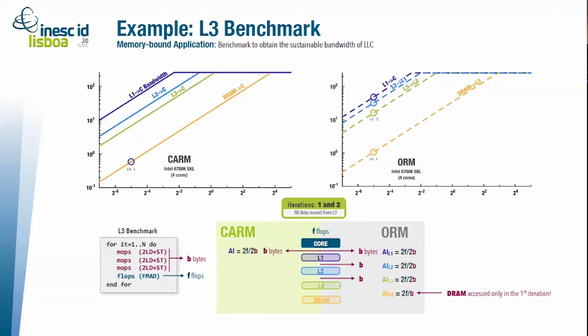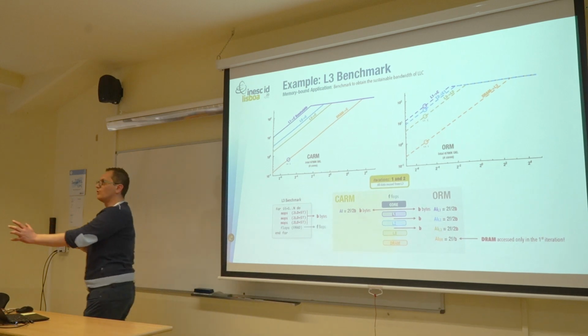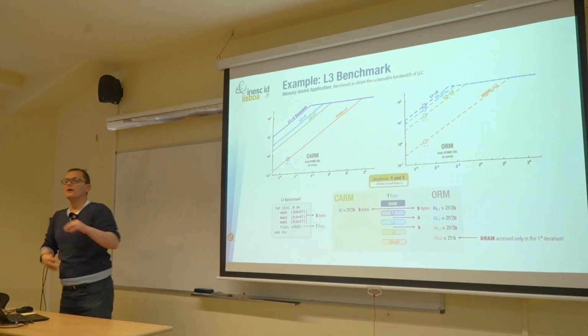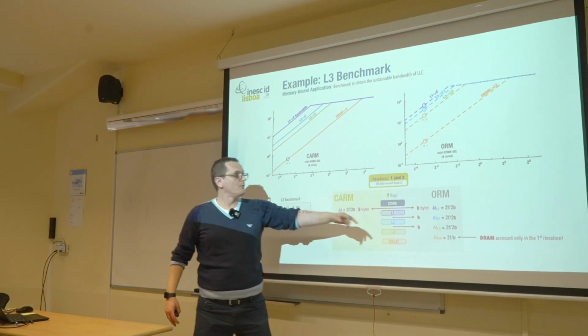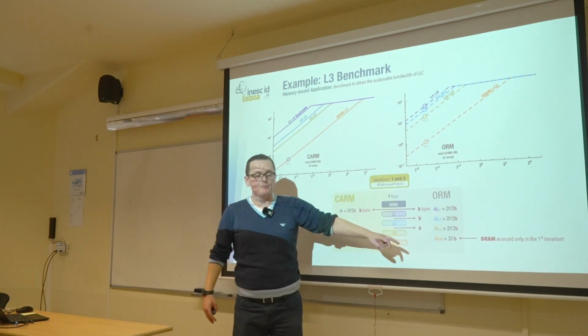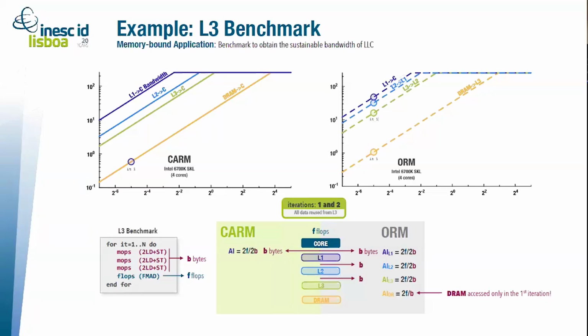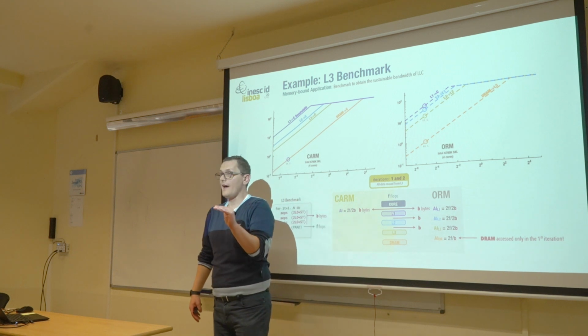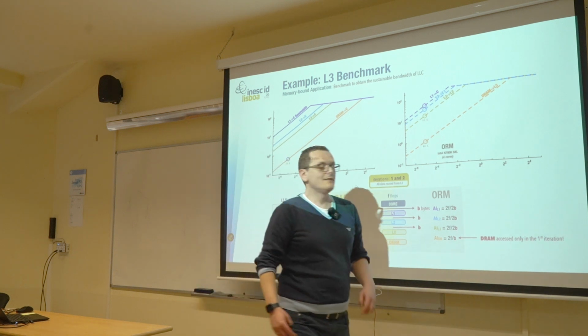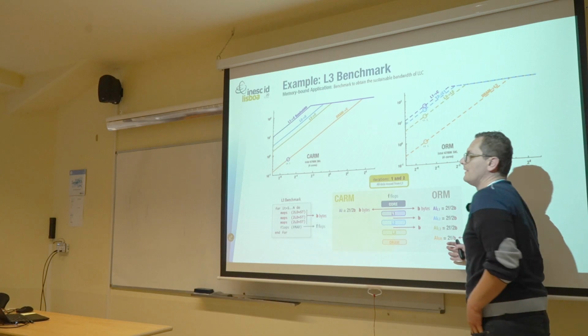What happens in CARM? Now for both iterations, 1 and 2, you will be doing F over B, which makes 2F over 2B. And what happens in ORM, you will be having B bytes in both iterations between the first 3 cache levels, L1, L2, and L3. But only in the first iteration, you will be transferring B bytes from the DRAM. In the second, you won't have it. And this is the switch that you get in arithmetic intensity.